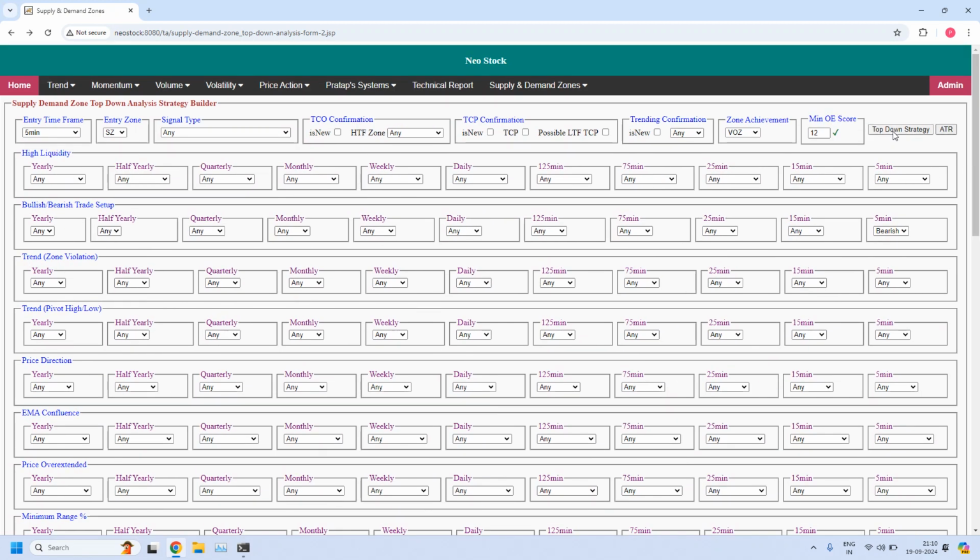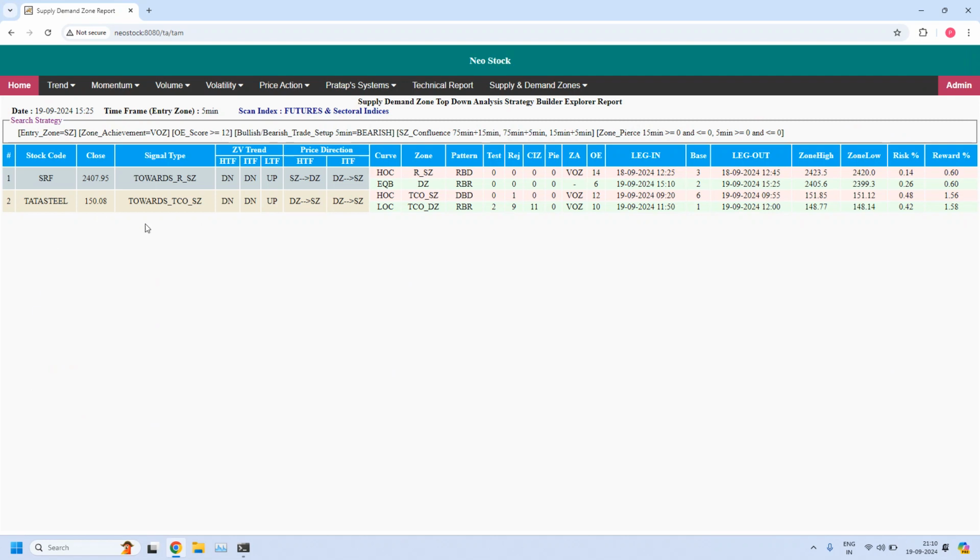Now let me filter the stocks. So 2 stocks are filtered, LTF, ITF, HTF confluence. Tata Steel is also there. And the trend is a downtrend. Which one? 75 minutes trend. Let us check if the 75 minutes trend is having EMA. Anyway, Tata Steel will filter because the 5 minute zone is a part of this, and the 15 minute zone is part of the 75. Already earlier it was selected. So we may get this stock.